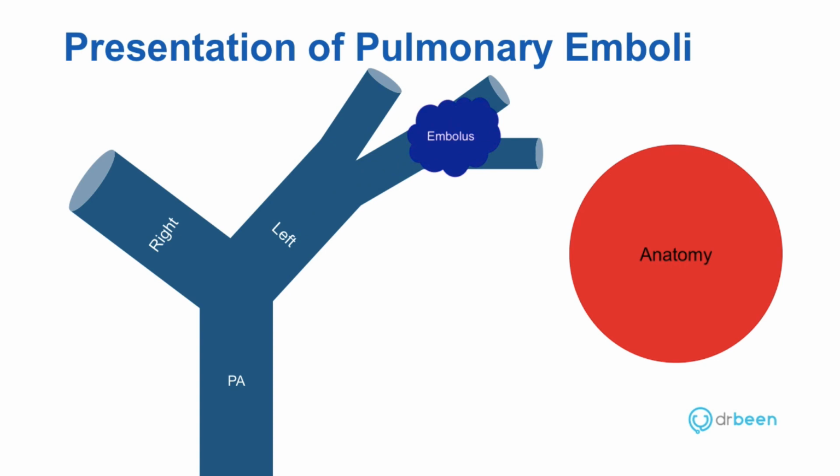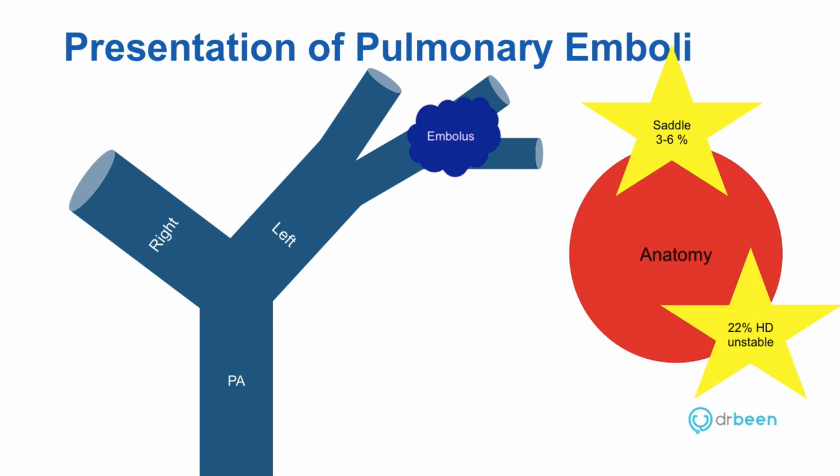The more proximal the lodging of pulmonary emboli, the greater the burden of pulmonary emboli, and the larger the size of pulmonary emboli will determine the clinical consequence and degree of hypoxemia. Saddle emboli occur in up to 3 to 6% of pulmonary emboli, and 22% of saddle emboli are hemodynamically unstable. This carries a 5% mortality.